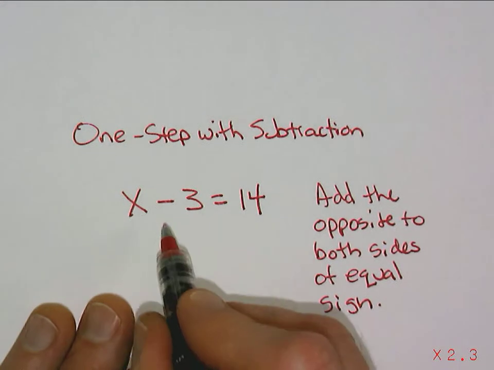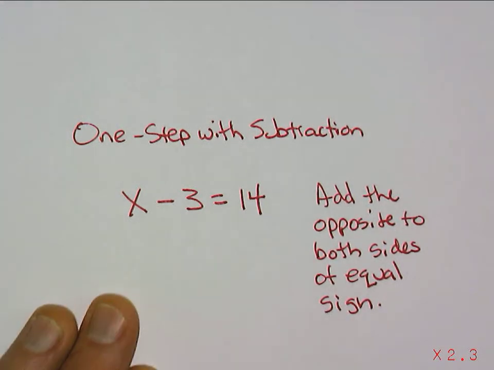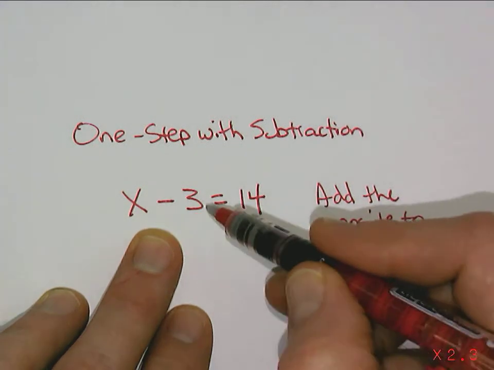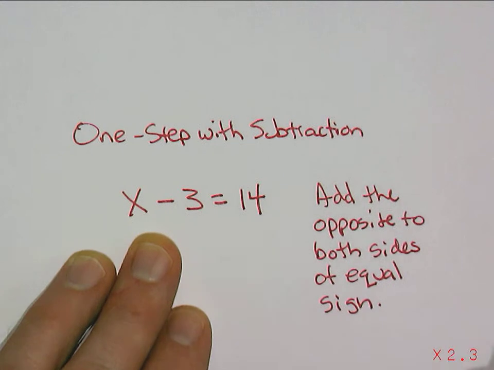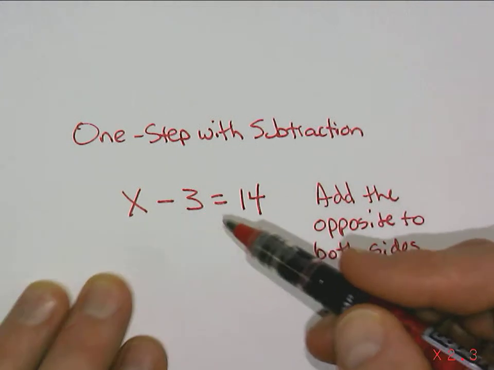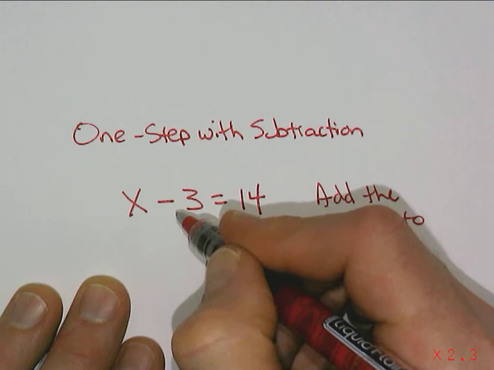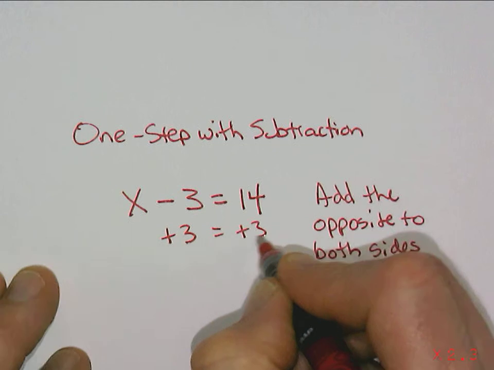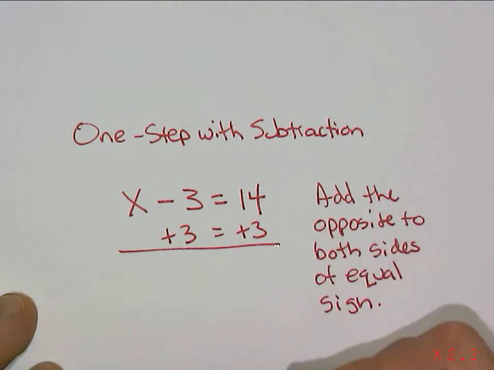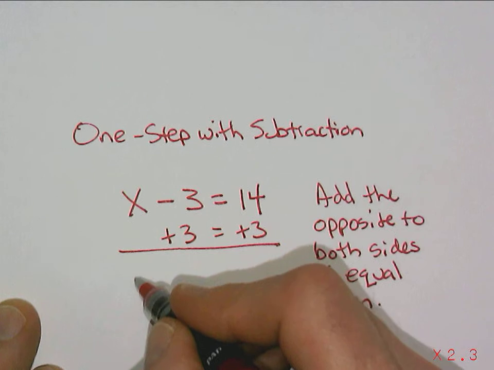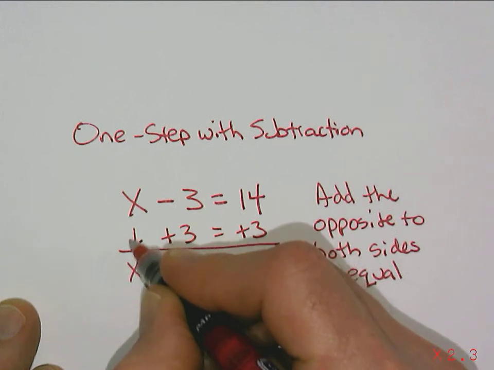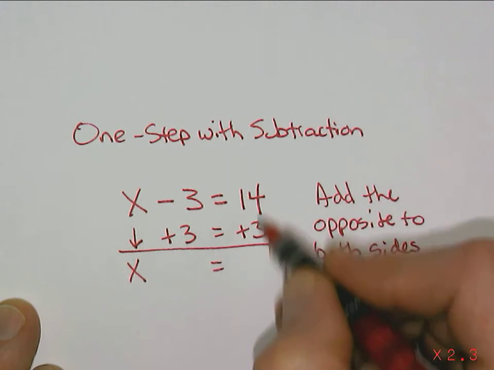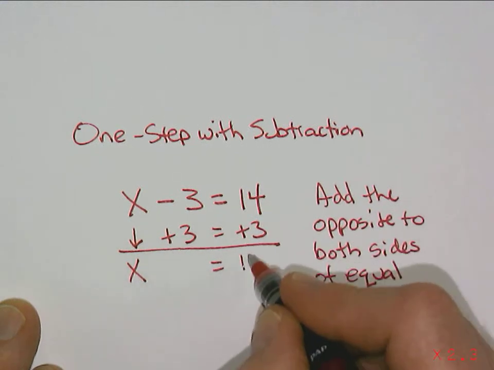So adding the opposite of a negative 3, sometimes people think of this as subtraction, which you could. This is x minus 3, or you could think of it as x plus a negative 3. So the opposite of this minus 3 is a plus 3 to both sides of the equal sign. And we're going to add down or subtract down, whichever way you want to think of it. And the x just simply comes down. And this becomes a 0, which is what we wanted. And then we put these two together, 14 and 3 makes 17.